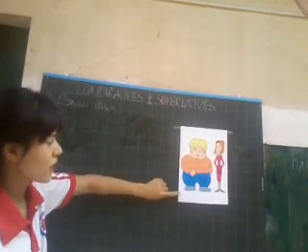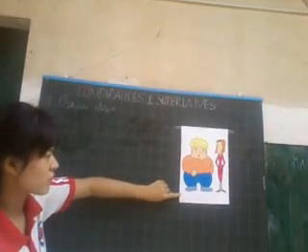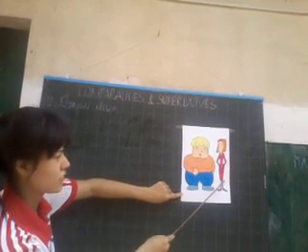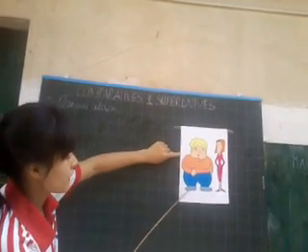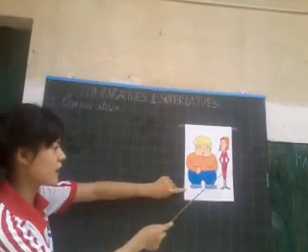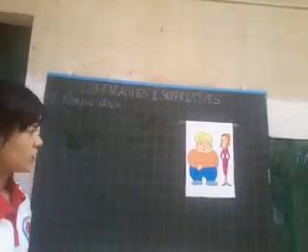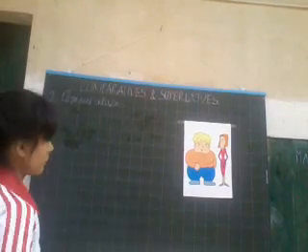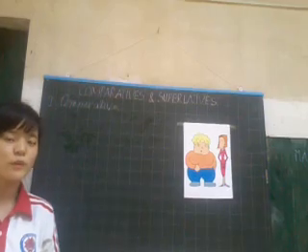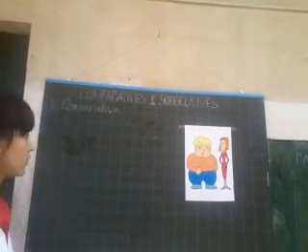Look at the box. I have a picture. In the picture, we have two people. In the picture, he is fat and she is thin. Or I can say she is fatter than him. Or I can say she is thinner than him. It is a comparative. We use a comparative to compare two things, two people, or two animals.